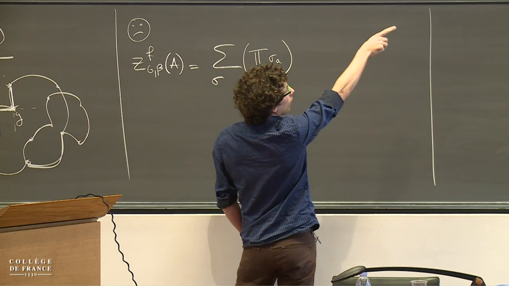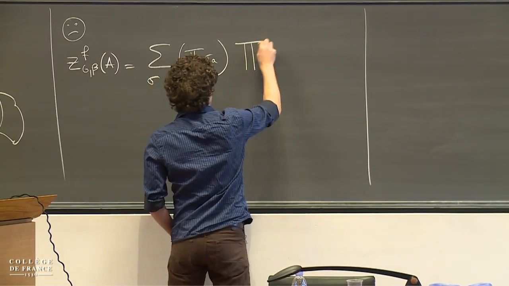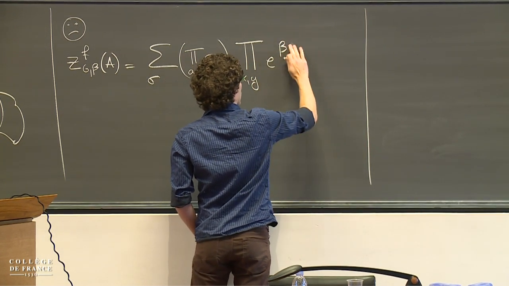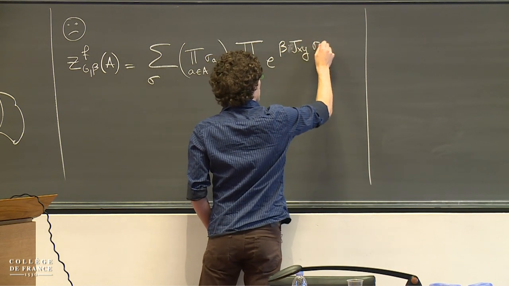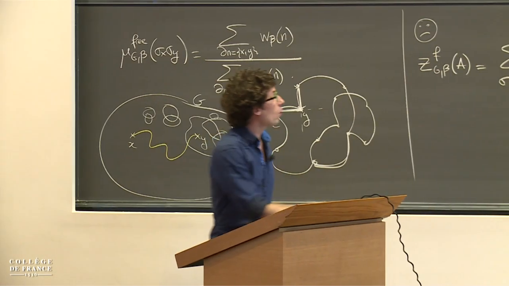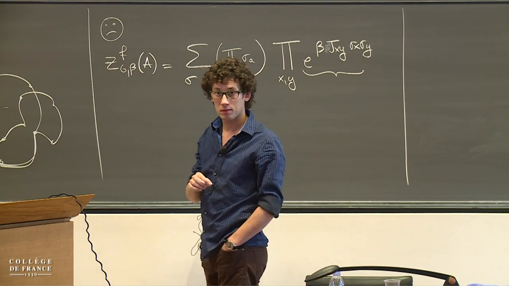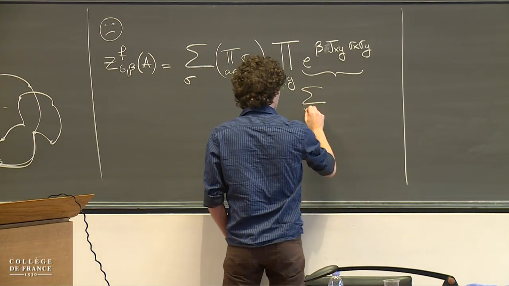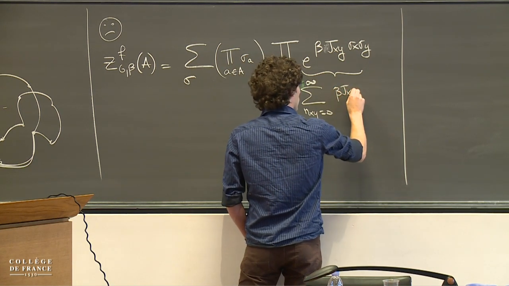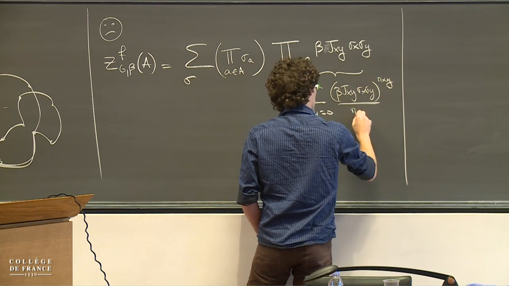And the exponential of minus beta times the Hamiltonian, I'm going to just write it as a sum over x and y of e to the beta jxy sigma x sigma y. Okay? This is just the same thing. Now I expand. I use the expansion. So I get the sum over nxy equals 0 to infinity of beta jxy sigma x sigma y to the nxy divided by nxy factorial.